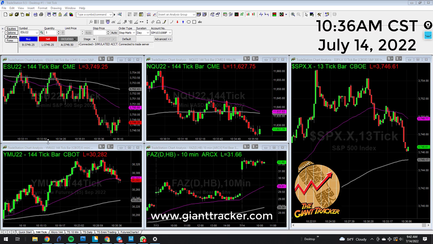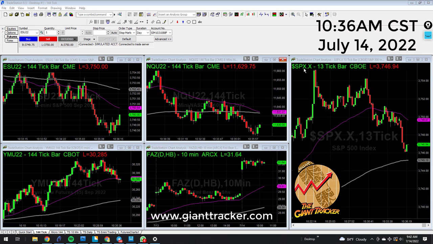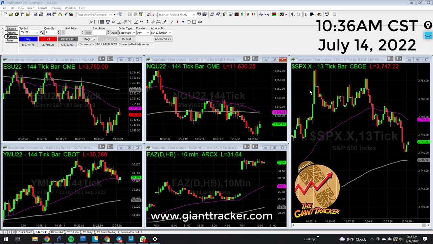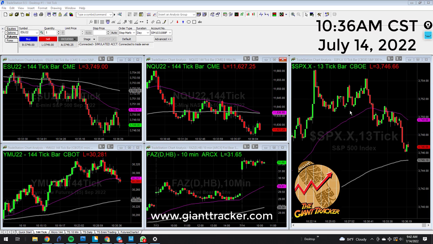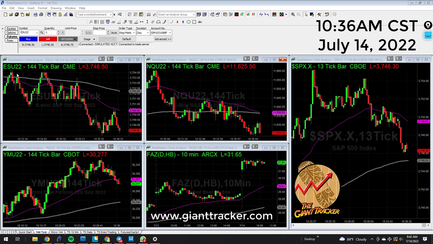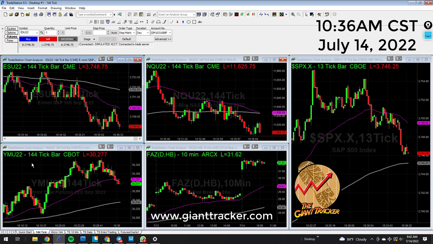Okay, right now it's 10:36 on Thursday, July 14th, and off to the right here where you see my mouse, I've got the S&P 500, a 13 tick bar. Each one of these candlesticks represents 13 trades on the S&P 500 floor. This is where the big boys play. I like to watch this, and then I will trade it using ES.